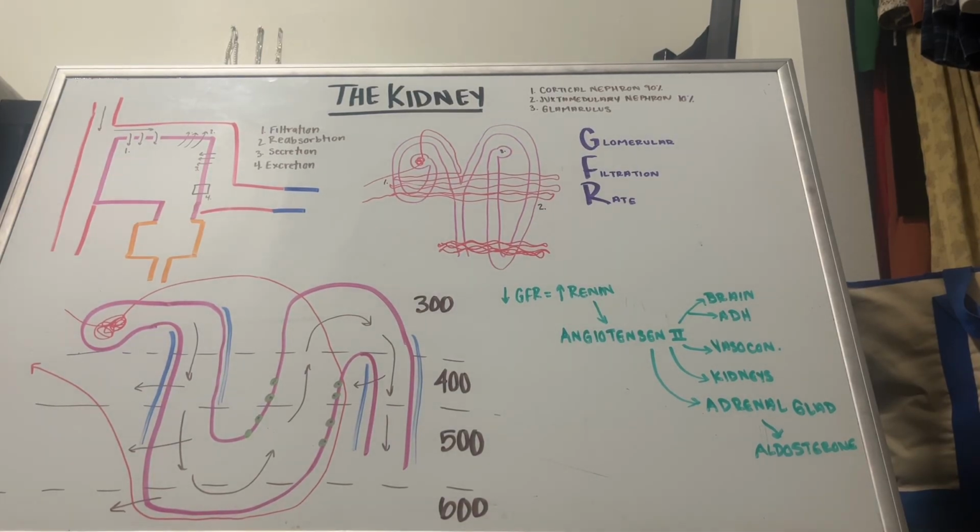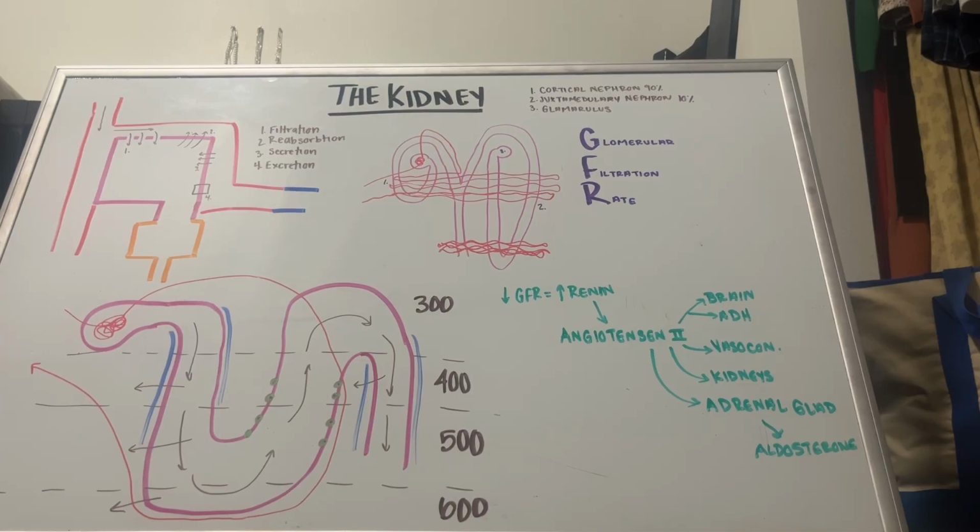Then lastly, we have the mesangial cells. These are interspaced throughout the glomerular capillaries. These cells can contract to change the surface area of the capillaries, thereby influencing filtration. They also have phagocytic activity and secrete local regulatory hormones.